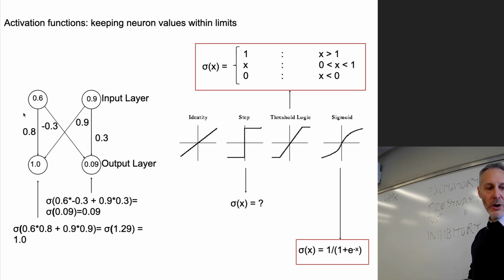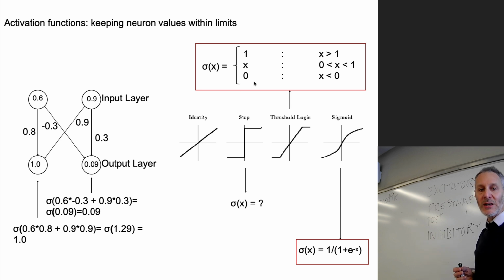Okay, so we're going to use sigma here to represent an activation function. There's lots of different activation functions out there. Machine learning researchers get really heated about which ones are the best ones. Everyone has their favorite one. For us, we're not going to worry about that too much. We want to try and cap our output neurons to a value between, let's say, 0 and 1.